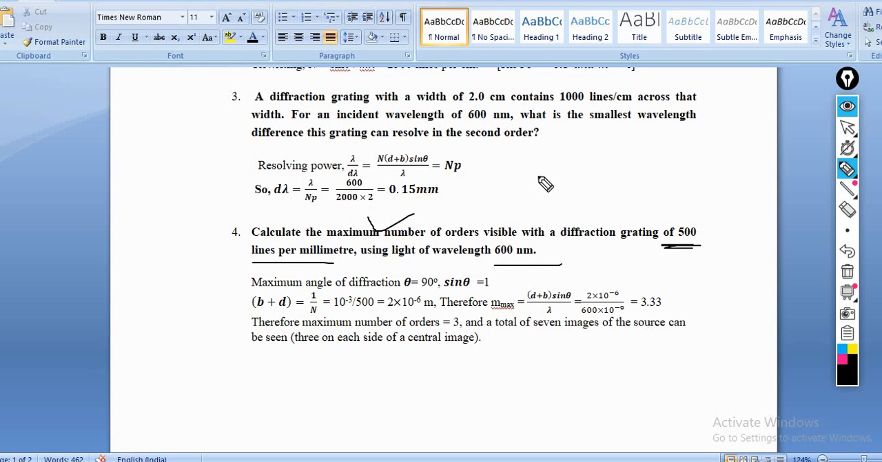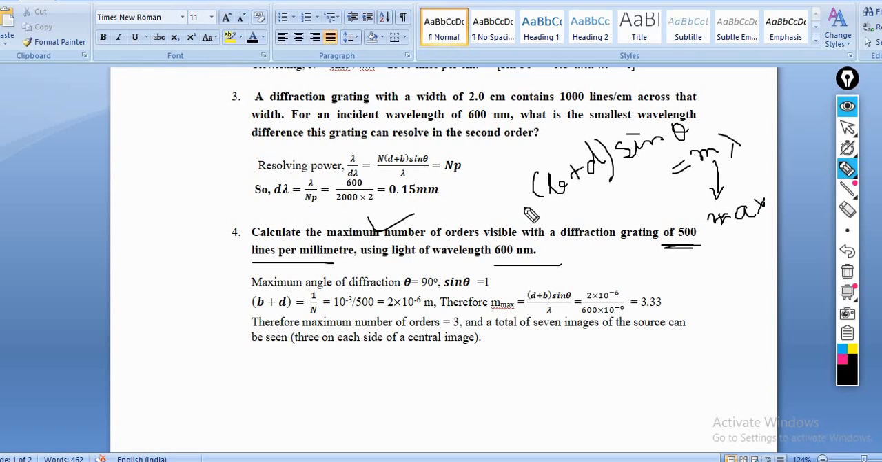The formula for this can be written as b plus d times sine theta, which is equal to m lambda. We need to find the condition when m becomes maximum. For the experimental setup, b plus d, which is equal to 1 by N, the grating element, is constant.